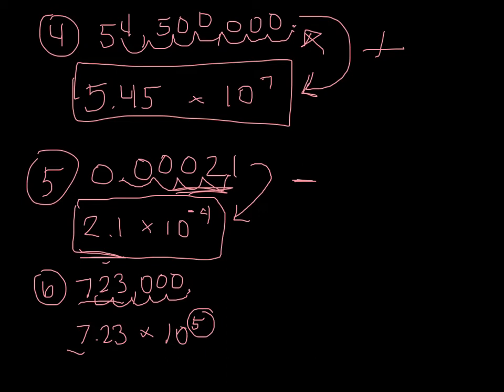Okay, let's try another one. Okay, number 7. Here we go. This one has a lot of zeros, so pay close attention. 0. and, let me count them, 1, 2, 3, 4, 5, 6, 7 zeros, and then it has a 5.